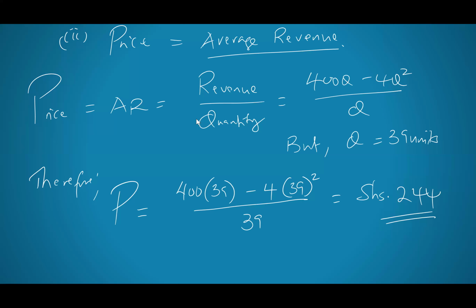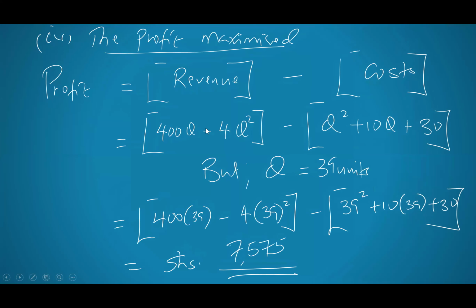Okay. So finally, we have the profit that we are maximizing. Now, you know that from your accounting, profit is equal to revenue minus cost. We have our revenue function. We also have our cost function. Now, since all these functions are expressed in Q, we shall substitute the value of Q everywhere. And of course, we find that our profit is 7575. The profit that we ought to maximize comes out as 7575.